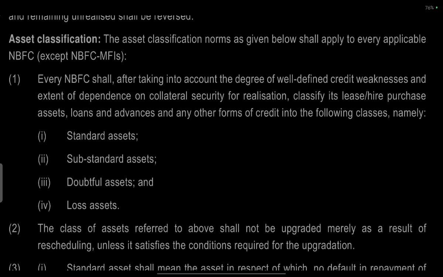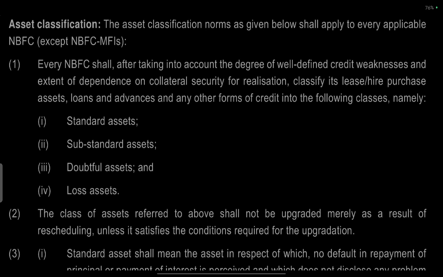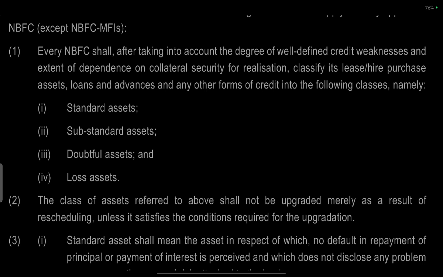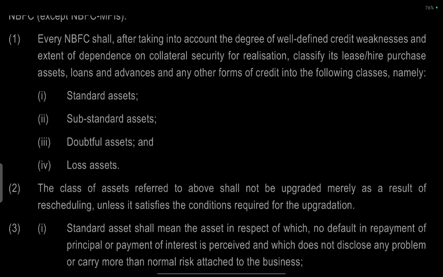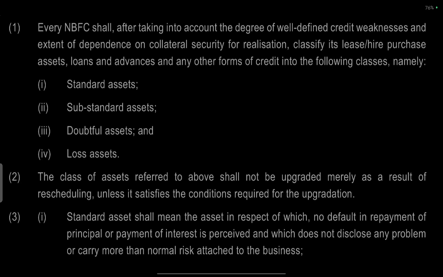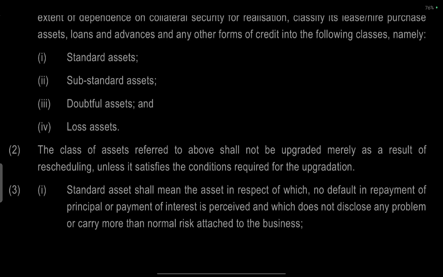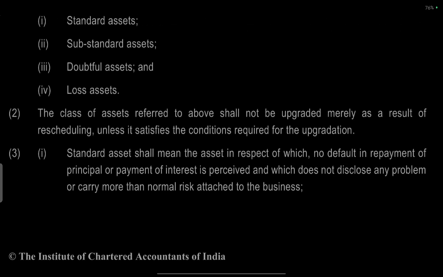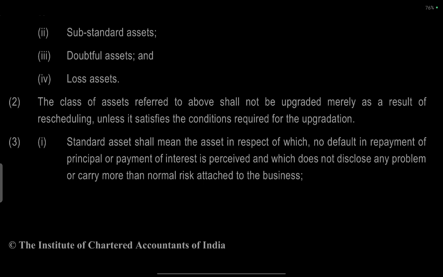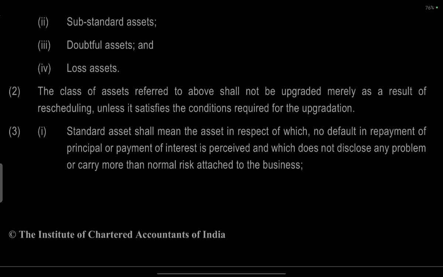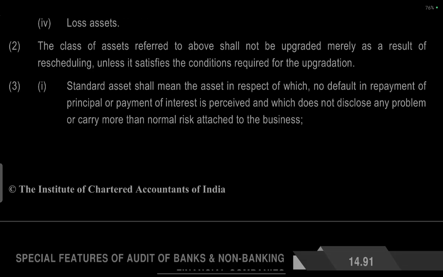Asset classification. The asset classification norms shall apply to every applicable NBFC except NBFC-MFI. Every NBFC shall, after taking into account the degree of well-defined credit weakness and the extent of dependence on collateral security for protection, classify its lease, hire purchase, loans, advances, and other forms of credit into standard, substandard, doubtful and loss assets. The classes of assets referred to shall not be upgraded merely as a result of rescheduling unless they satisfy the conditions required for upgradation.